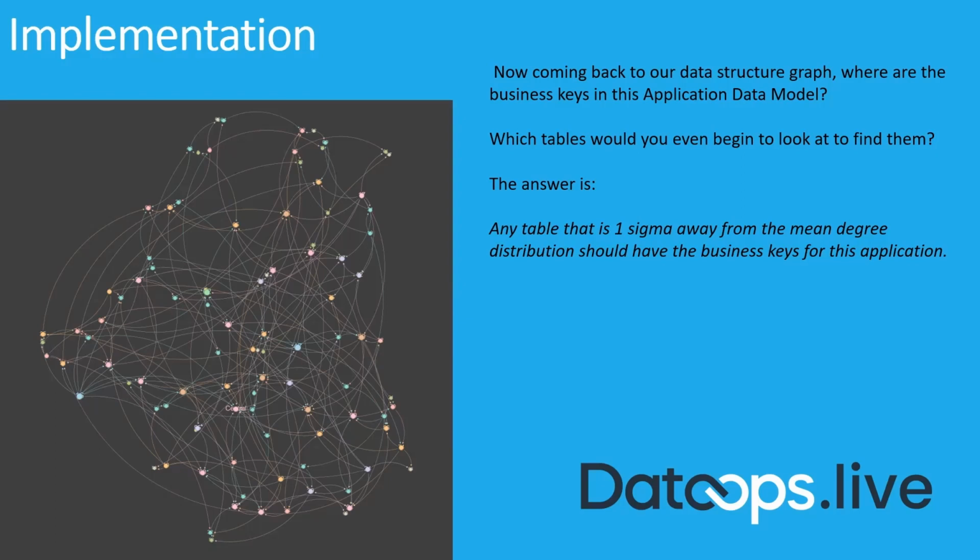So again, if you're trying to start from scratch for an application data model that doesn't have a lot of documentation to it, you can do this analysis and you're going to narrow down certain areas where you need to look for business keys in the application. And I claim that any table that is 1 sigma away from the mean degree distribution should have the business keys for this application. So any table that is connected to this, and there may be a degree depth of 1 or 2 here, but all of the tables that are going to be close to this particular table, that's going to be where your business keys are.